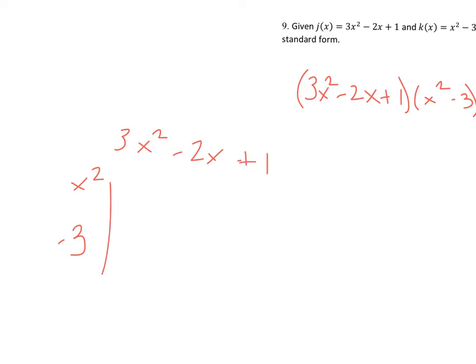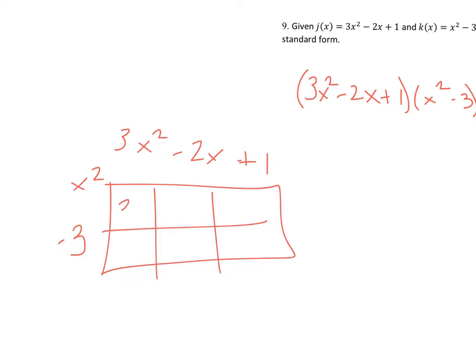You're more than welcome to use FOIL, but I think it's easier just to do the box because you can see everything. So it'll be 3x to the fourth. Remember, you're multiplying the coefficients and adding the exponents. Minus 2x cubed. And then x squared goes here. Negative 9x squared. And then 6x, and then negative 3.